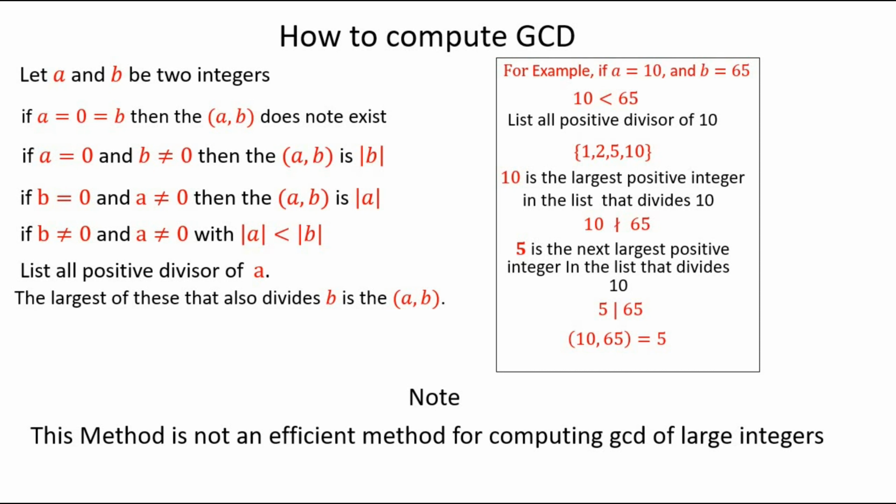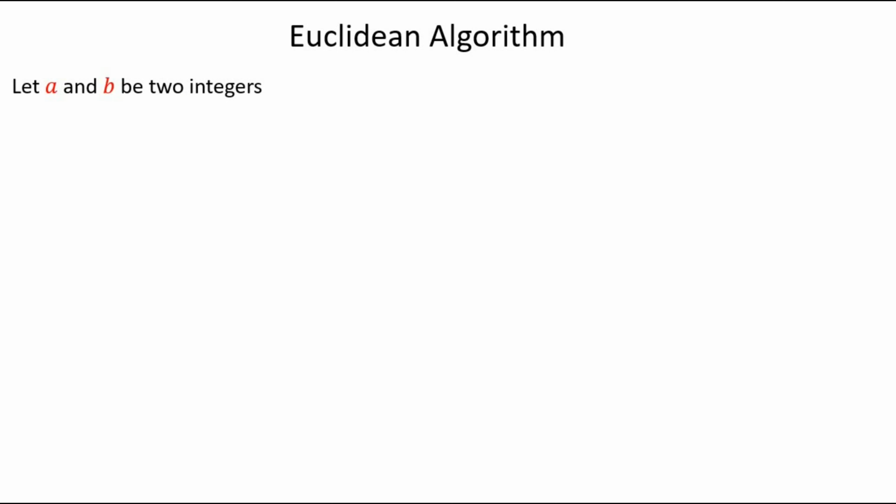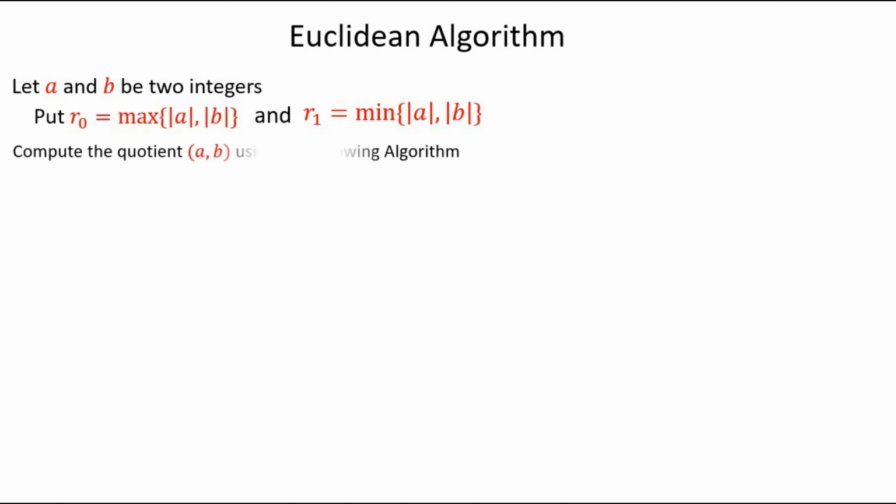The efficient method for computing the GCD of large integers is the Euclidean algorithm. Now I am going to discuss the Euclidean algorithm. Let a and b be two integers. Put r0 equal to the maximum of |a| and |b|, and r1 equal to the minimum of |a| and |b|. Compute the GCD using the following steps.